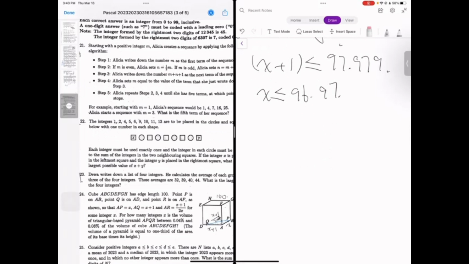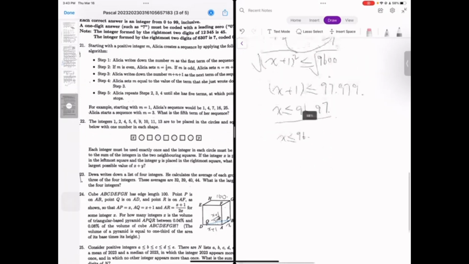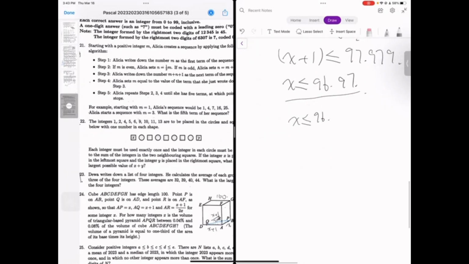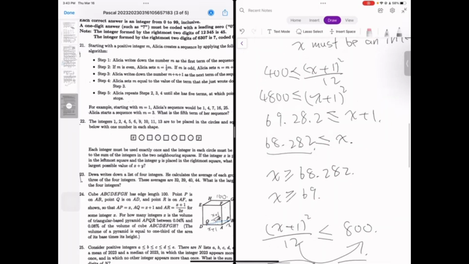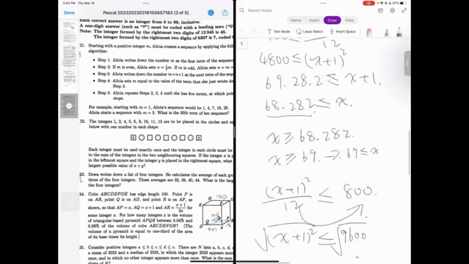If we want to round this inequality into an integer, then x must be equal to or less than 96. Now we can just rewrite this estimated inequality and convert it back, and that is 69 is less than or equal to x.